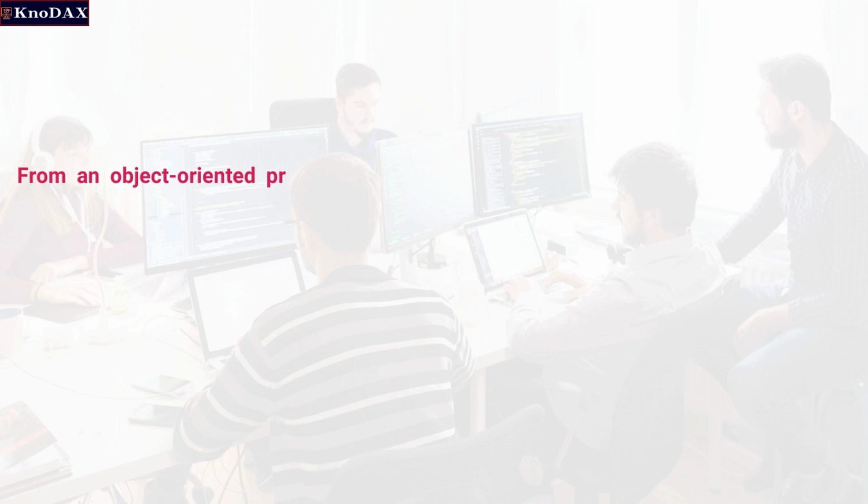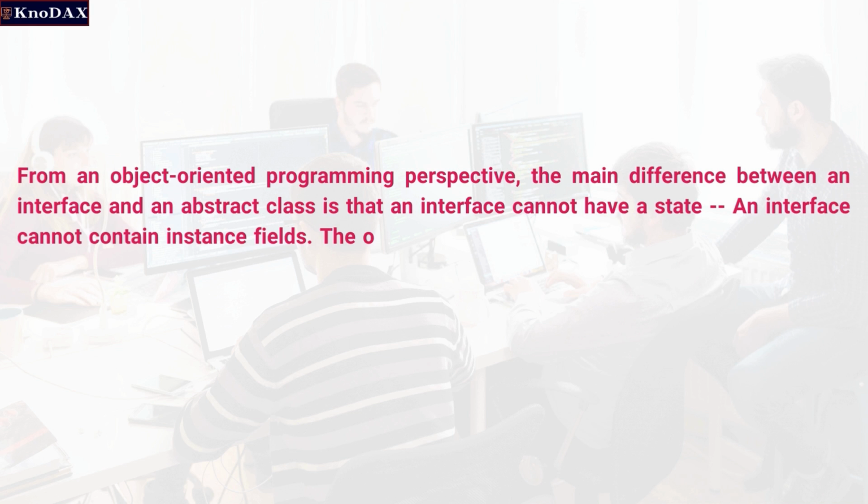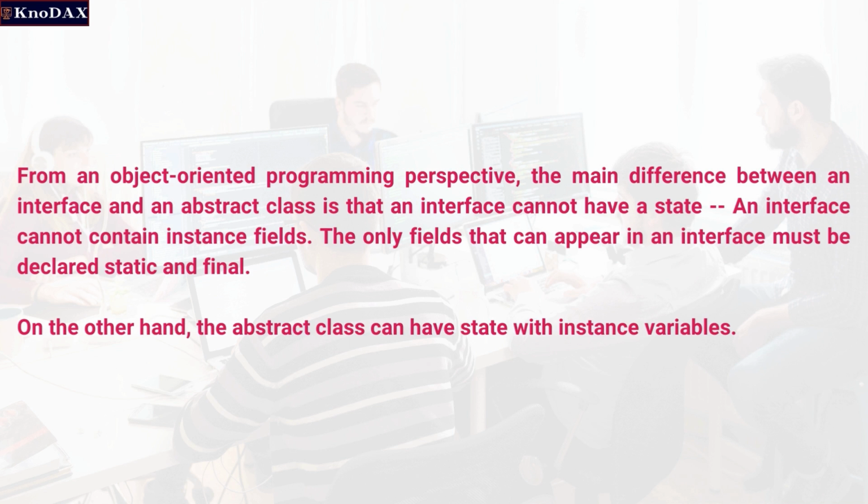What is the difference between an abstract class and an interface? From an object-oriented programming perspective, the main difference between an interface and an abstract class is that an interface cannot have a state. An interface cannot contain instance fields. The only fields that can appear in an interface must be declared static and final. On the other hand, the abstract class can have states with instance variables.